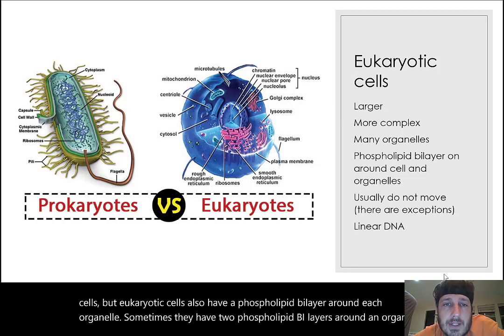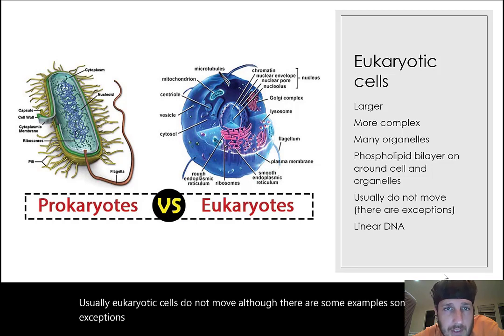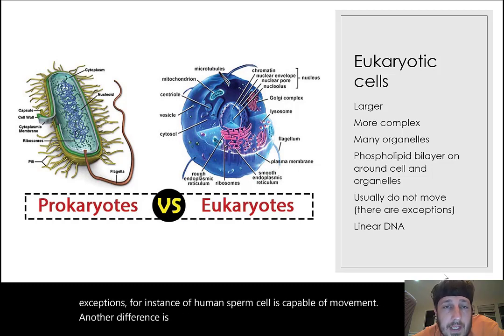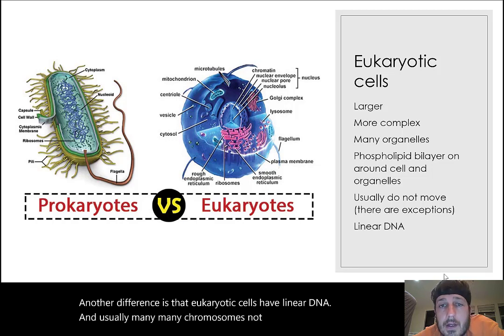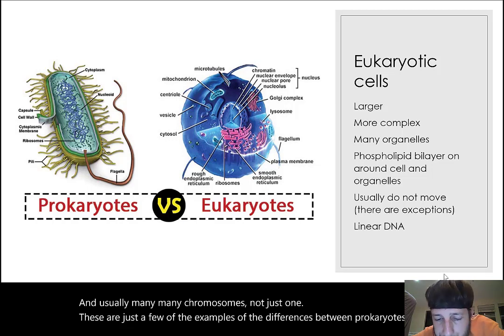Usually, eukaryotic cells do not move, although there are some examples, some exceptions. For instance, a human sperm cell is capable of movement. Another difference is that eukaryotic cells have linear DNA, and usually many, many chromosomes, not just one. These are just a few of the examples of the differences between prokaryotes and eukaryotes.